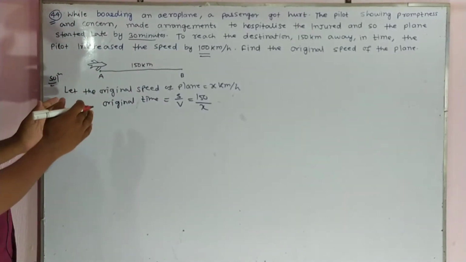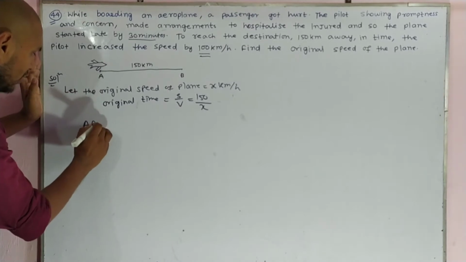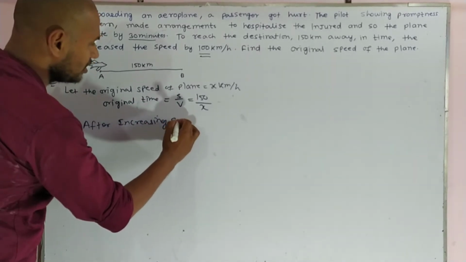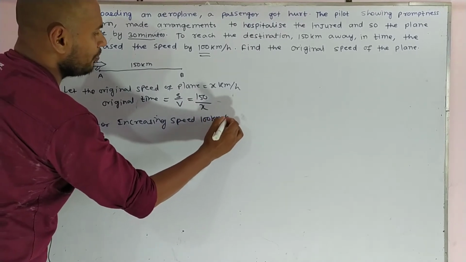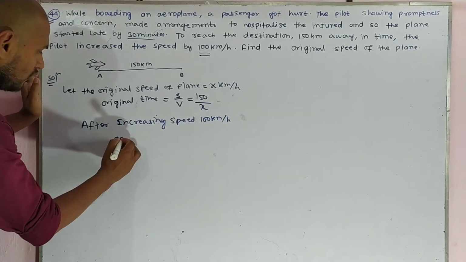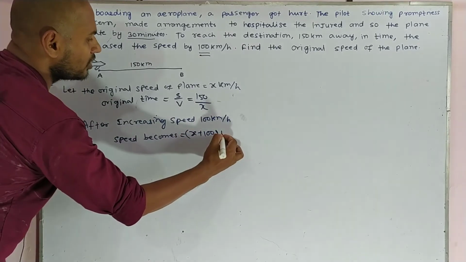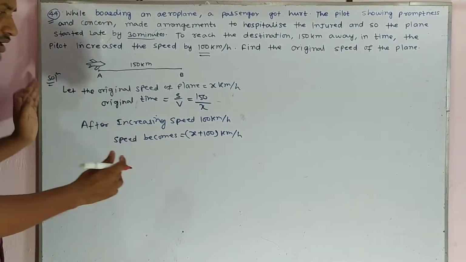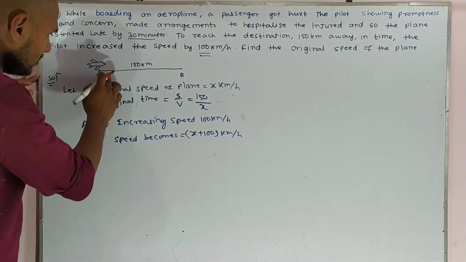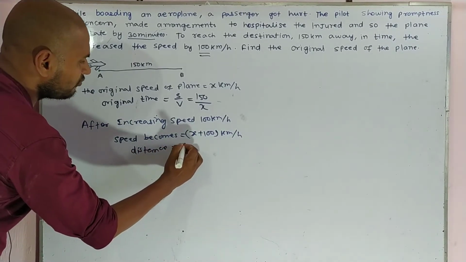But by reason the pilot increased the speed by 100 km per hour, after increasing the speed by 100 kilometer per hour, its speed becomes how much? We assume the original speed is x kilometer per hour. The speed becomes x plus 100 kilometer per hour. From the original speed, 100 is to be added. Again, the distance is the same, that is 150 kilometer.